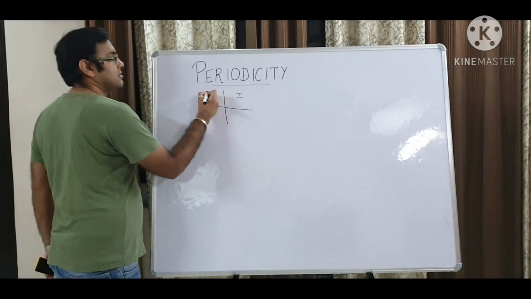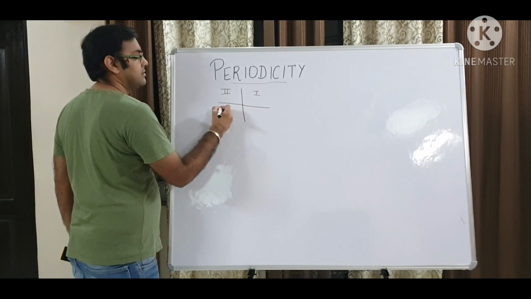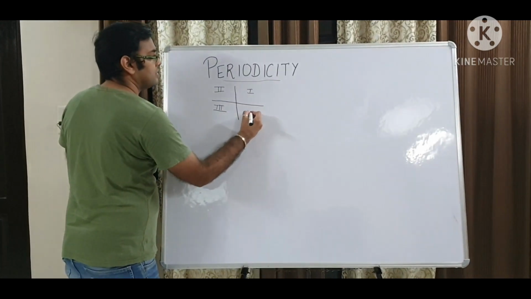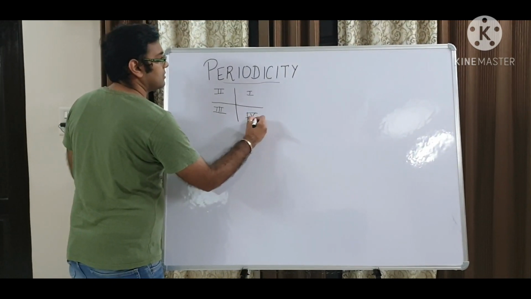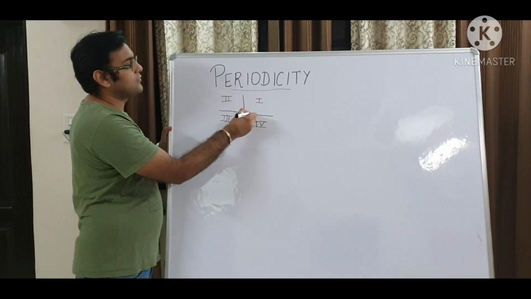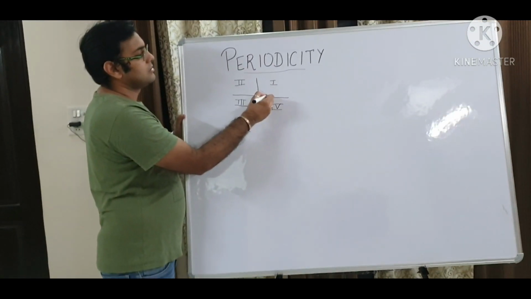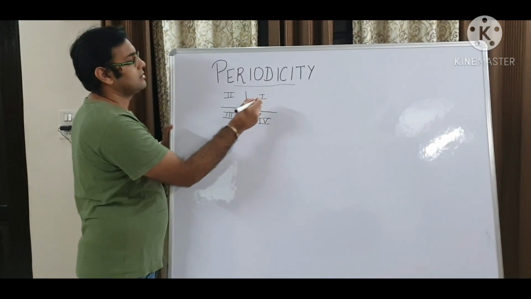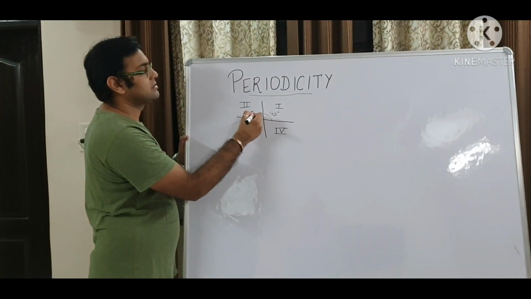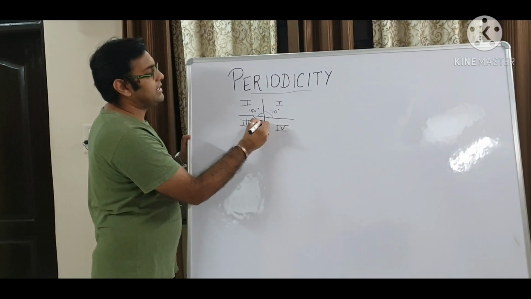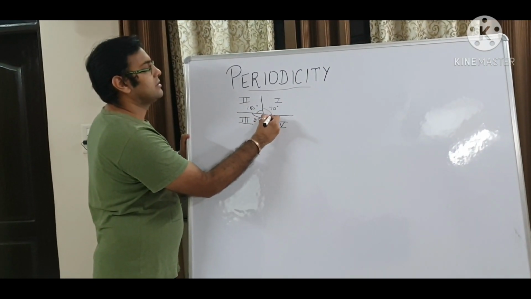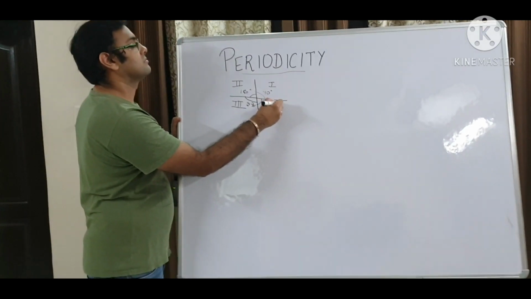First, second, third, fourth. So these are four quadrants. The first quadrant is from 0 to 90 degrees, then 90 to 180 degrees, then till 270 degrees, and finally 360 degrees.